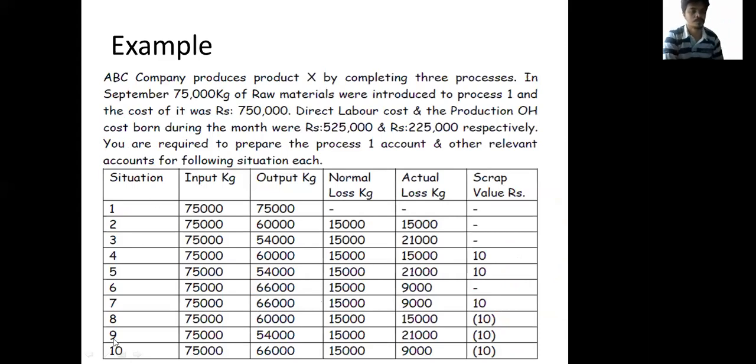Now we are in situation number 9. Input 75,000 kilograms, output 54,000 kilograms, normal loss 15,000, actual loss 21,000. That means actual loss is greater than what we expected. That means 21,000 minus 15,000, 6,000 is the abnormal loss. Then here also we are not having any scrap value, but we need to incur additional cost for removing this scrap. Okay, let's do this.